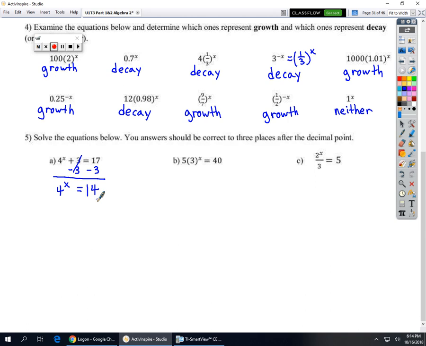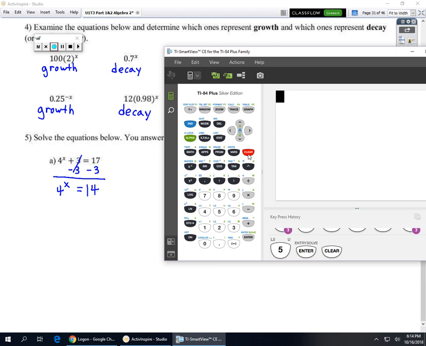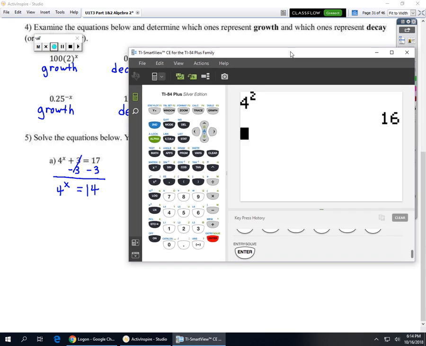So I want to know what exponent is going to get me to 14. So I'm going to use the method where we just keep checking it over and over again. So 4 to the what is 14? Well, I know 4 squared is 16, so it's got to be less than 2. So 4 to the 1.5. Definitely bigger than 1.5. 1.9.